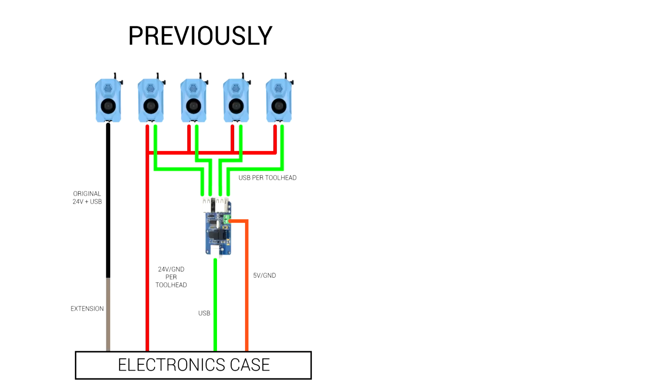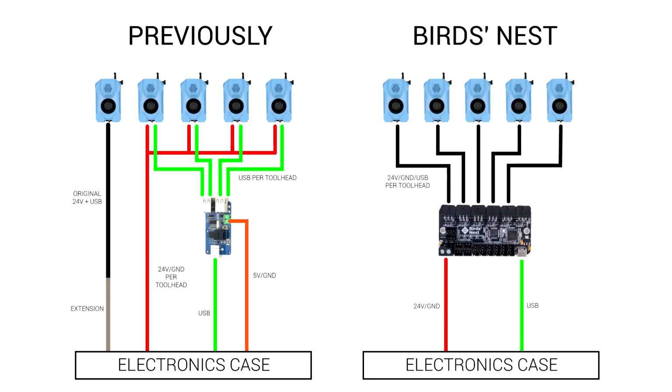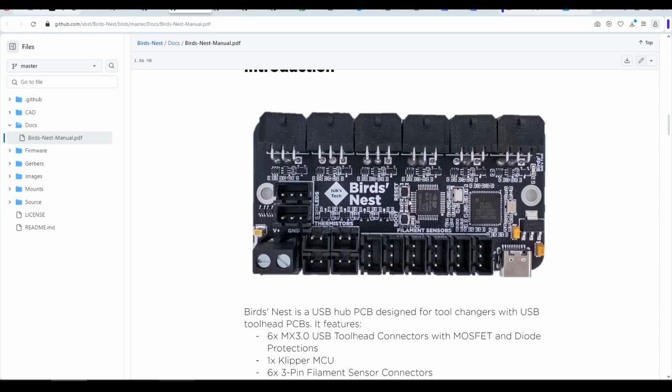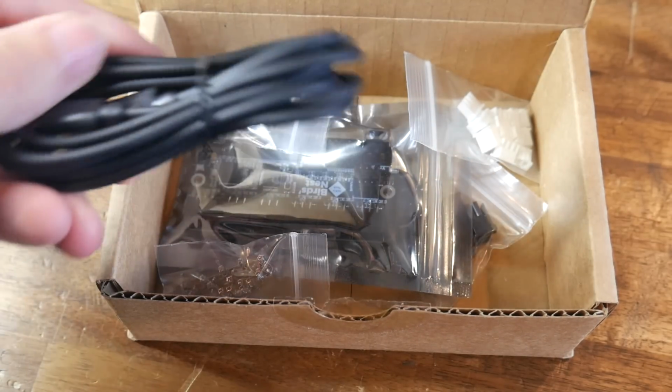Let's start by comparing the wiring. And now we have a single 24 volt and USB up to the bird's nest, and then a single all-in-one cable from there up to each tool head. Furthermore, with this system, we can actually have a sixth tool head. And thanks to the onboard MCU, we have a bunch of additional ports that we can use for thermistors, neopixels, or filament runout sensors. I ordered the board plus a USB-C cable.